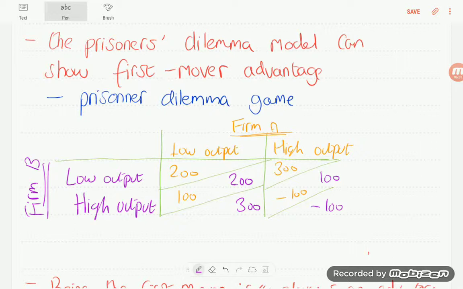However, it should be pointed out that neither firm can be certain if, or even when, the other will decide to raise output. The theory of first mover advantage shows why cartels can be unstable. Every firm knows that they can get an advantage if they break the agreement before everyone else does.